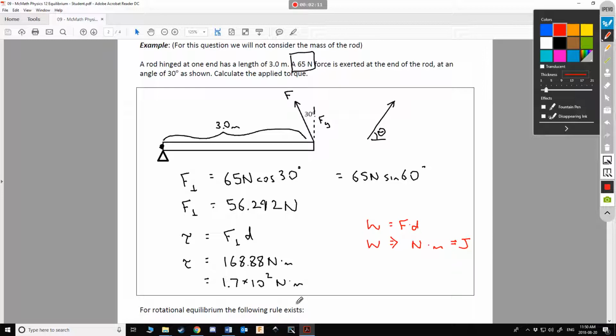So to be careful, even though they have the same unit, they mean two different things. Because remember, on work and energy, the force has to be in the same direction as the displacement. For torque, the force is perpendicular to the displacement.